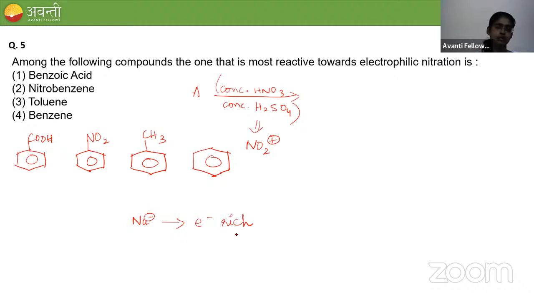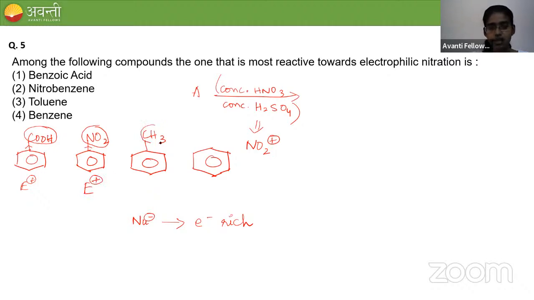Again, the same concept we have to use here. COOH group is given in the first option. Carboxylic acid group is an electron withdrawing group from the ring. So it makes the ring more electrophilic. It doesn't make the ring nucleophilic. Again, the same thing occurs with NO2 group. NO2 is again an electron withdrawing group which withdraws the electron and makes the ring more electrophilic.